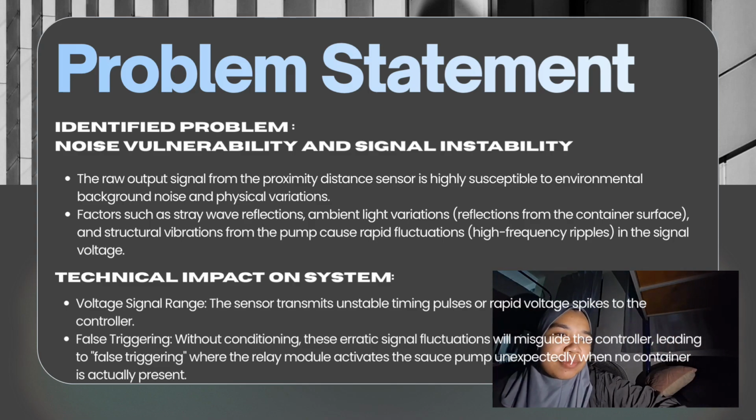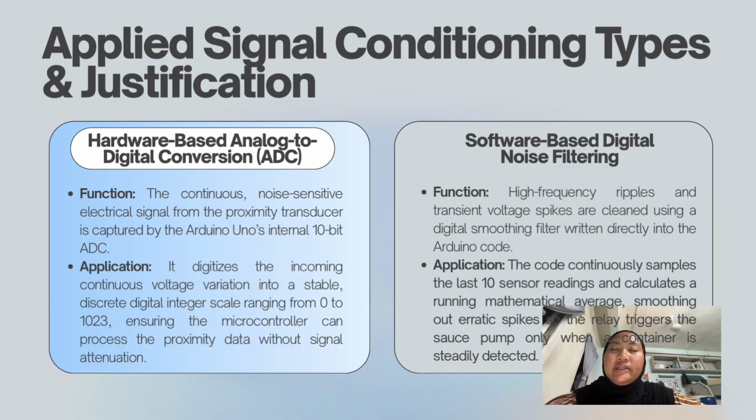Okay, now let's talk about why we need this signal conditioning and how it protects our system. First, we use the Arduino's built-in analog to digital converter. The raw signal from the sensor is an analog voltage that constantly fluctuates. The Arduino converts this voltage into a clean digital number between 0 and 1023. This is crucial because it allows our microcontroller to read the sensor data accurately without losing any signal quality.